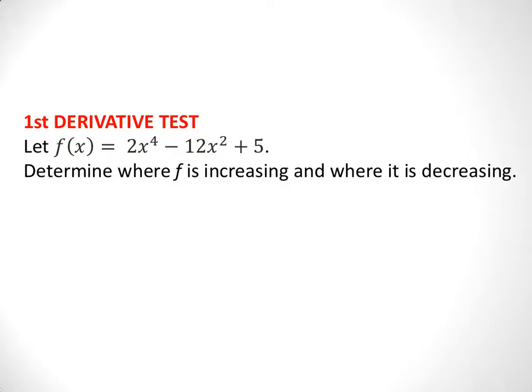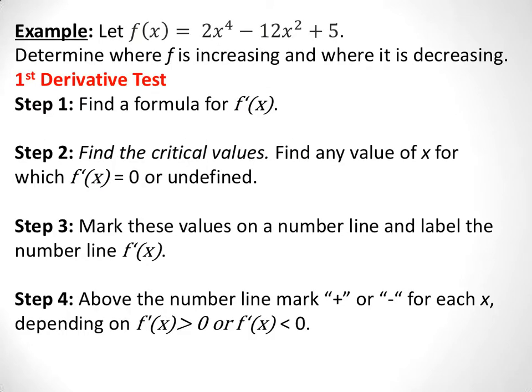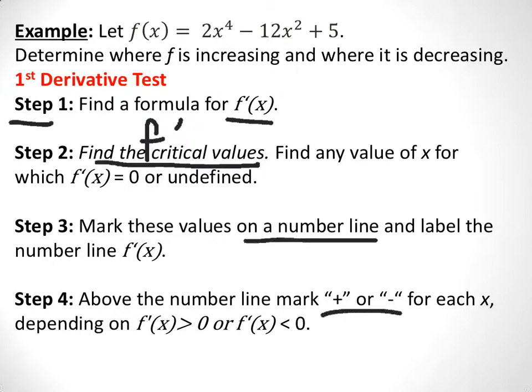Let's do an example. Go ahead and write this function down. We're going to real quickly review what the steps are for the first derivative test. When you're doing a first derivative test, you're going to find the first derivative, then find the first derivative critical values, that's where it's 0 or undefined, and then mark them on a number line, and use pluses or minuses to indicate whether the derivative is positive or negative.